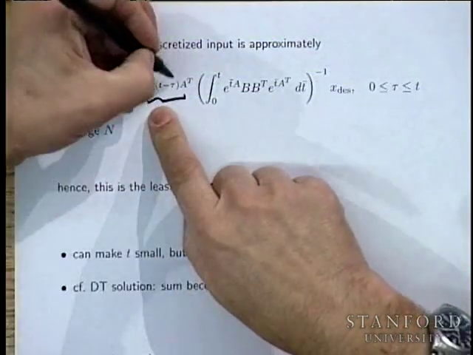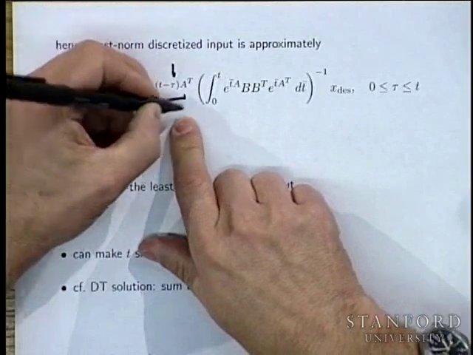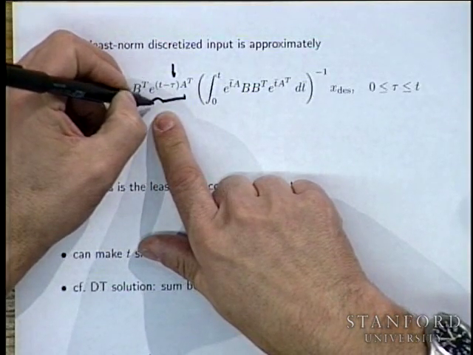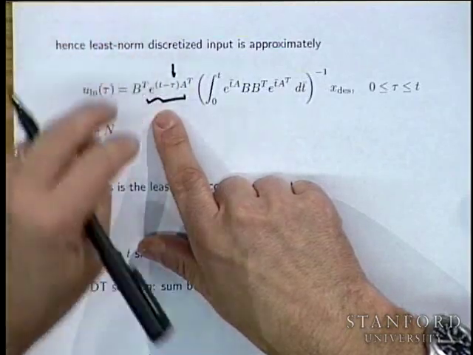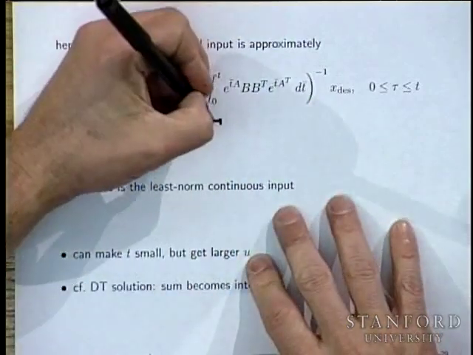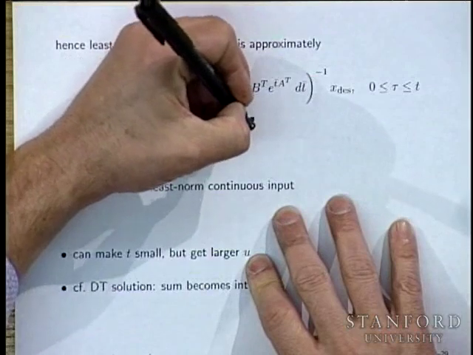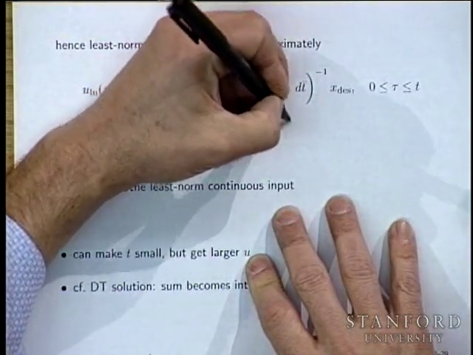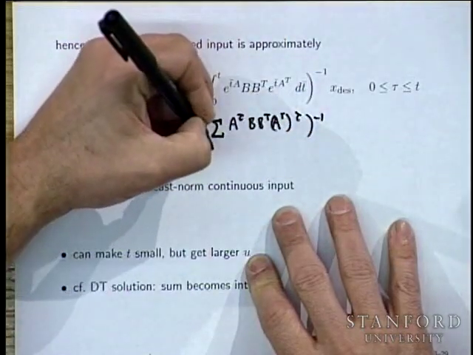Actually, what's even more interesting is this. Look at this. If that time is tau, this is actually the system running backwards in time, which is this idea about matched filtering and things like that that we encountered earlier. This integral is what was, in the discrete time case, the following. It was something like this, A transpose to the tau. This thing looked like that.